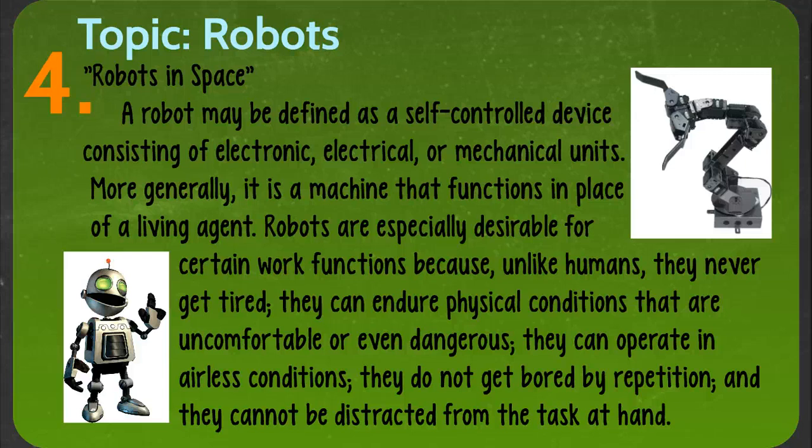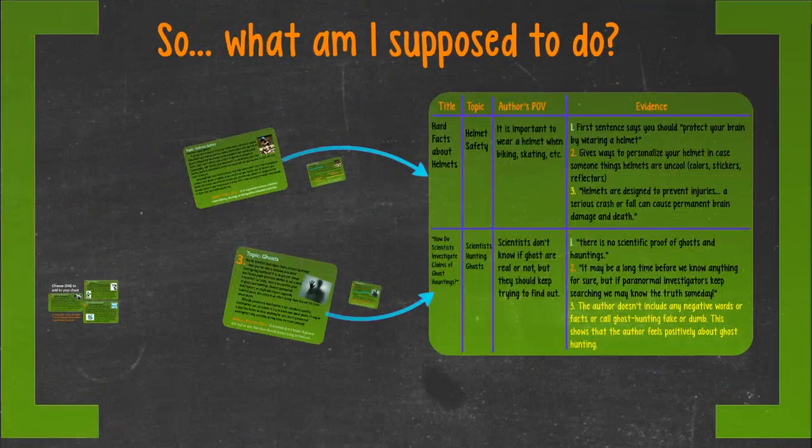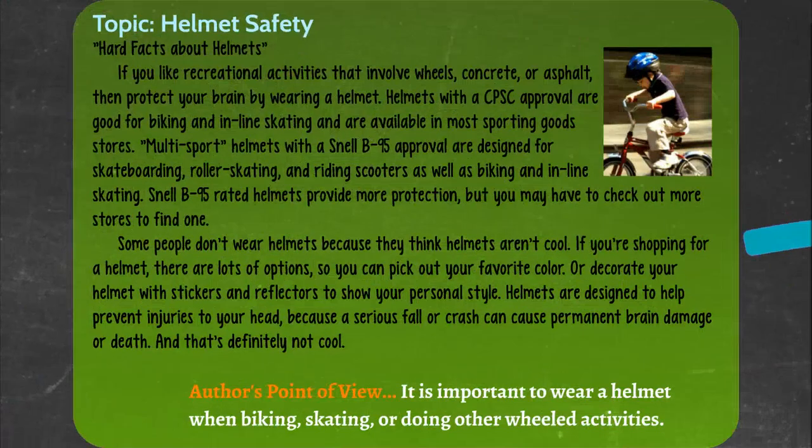Okay, so assuming that you've got that, we're going to do something a little bit deeper with these, because identifying the topic and identifying the point of view is one thing, but being able to back it up is a whole lot harder. So let's go back to this one on helmet safety, right? We said that the author's point of view here was that it was important to wear a helmet when biking, skating, or doing other wheeled activities. The question now is, how do we know that? How does the author show us that point of view, and what details or information do they include that back that view up? Well, let's see.